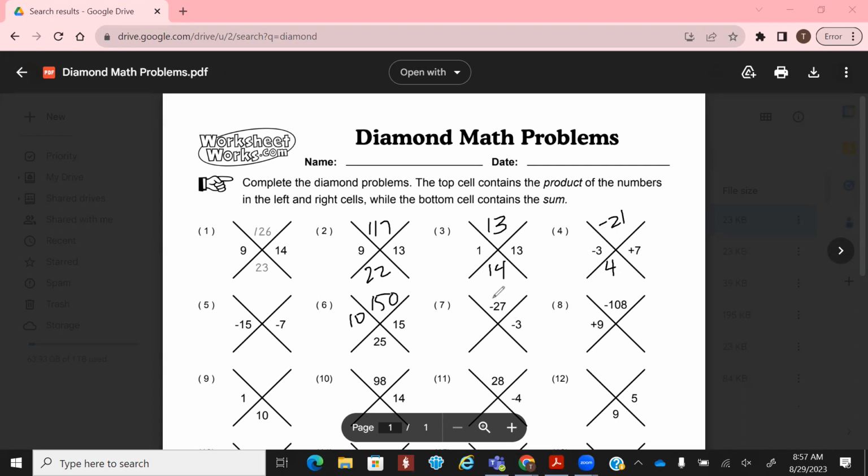Okay. On the next one, we have the multiplication and we have one of these sides. So what's negative 27 divided by negative 3? And then what's 9 plus negative 3? What's negative 108 divided by 9? Negative 1. Okay. And then what's 9 plus negative 12? All right, how we do?